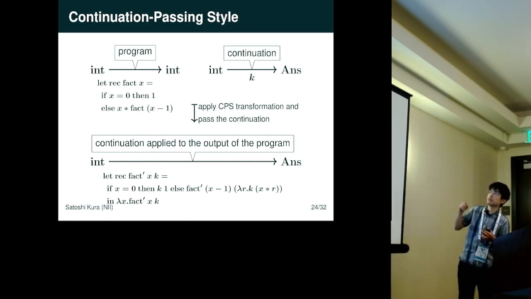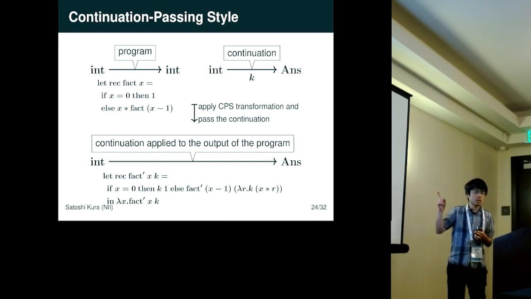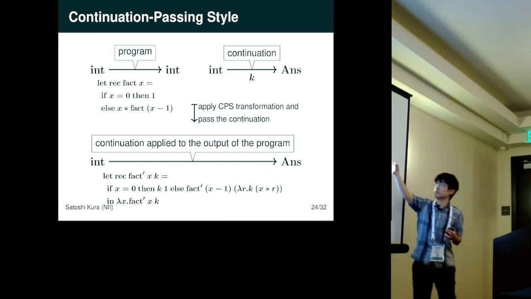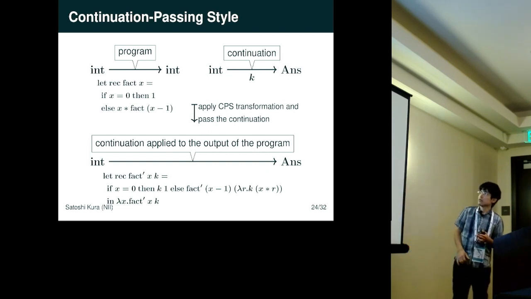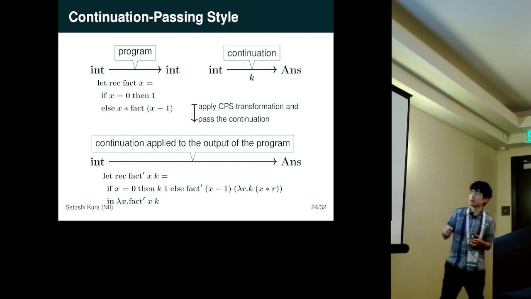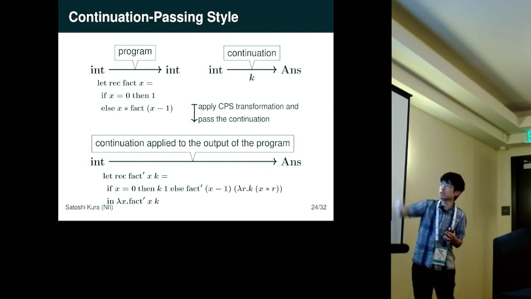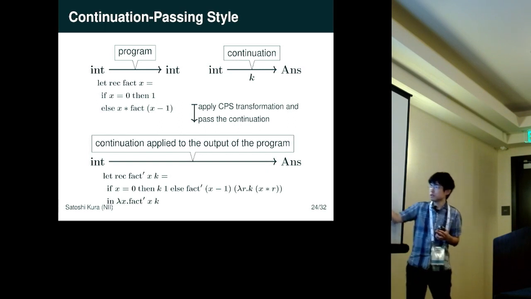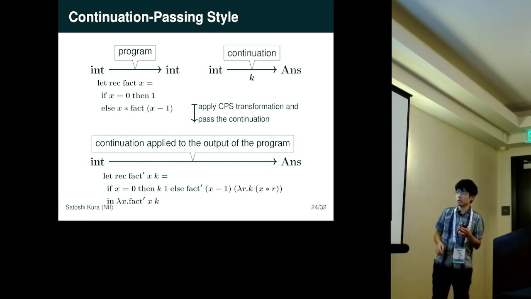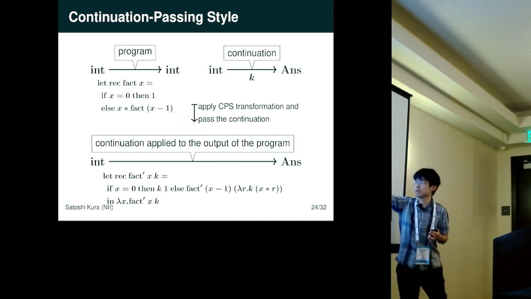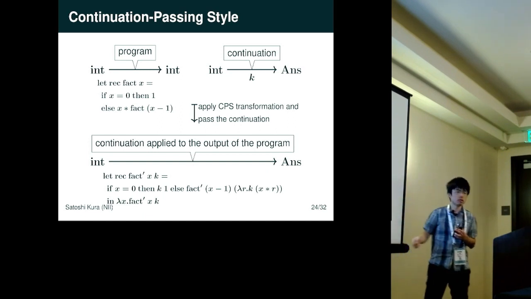CPS stands for continuation passing style. A continuation is a function that takes output and returns some value. If we apply a CPS transformation to a program, then the CPS transformed program takes an input and a continuation and returns the value that is obtained by applying the continuation to the output of the original program.